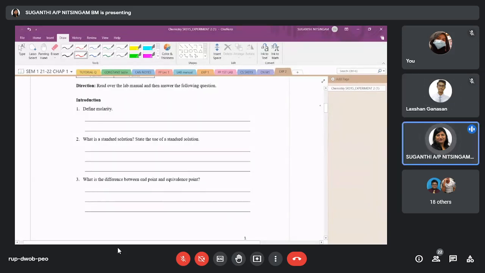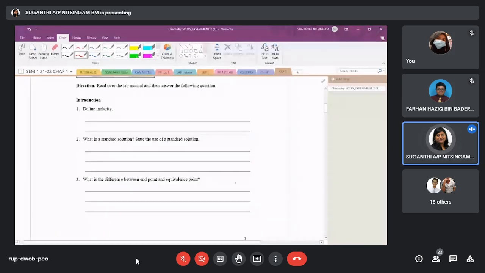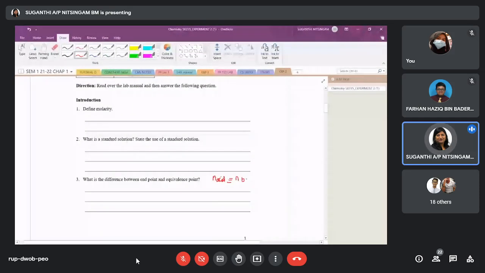Okay. What is the difference between endpoint and equivalent point? It's already there. So endpoint is when what happens? Let's ask the girls. Color change. Okay, the indicator changes color. Use the word indicator: the indicator changes color. Whereas the equivalent point, what is the equivalent point? The equivalent point is the point at which the reaction occurs between the two reactants according to stoichiometry. To make it easier, moles of acid equal moles of base, stoichiometrically.